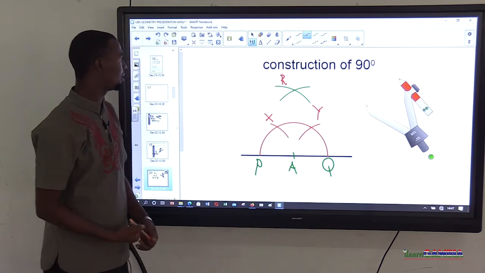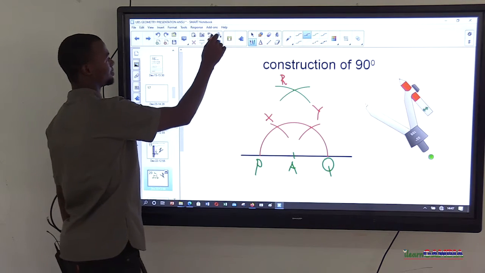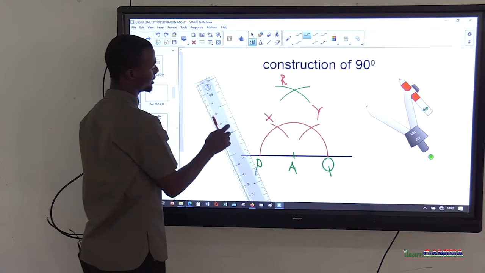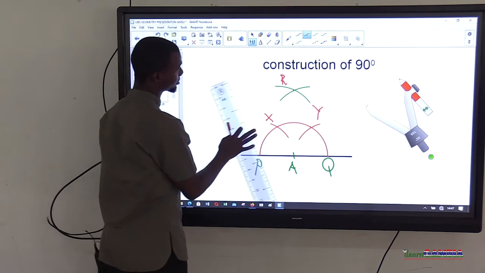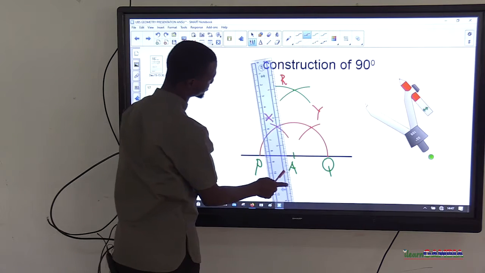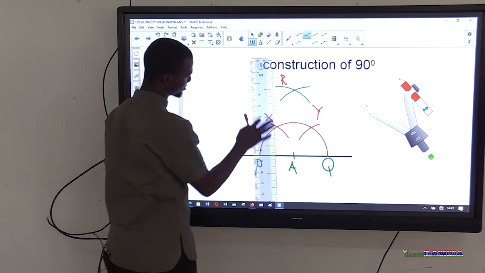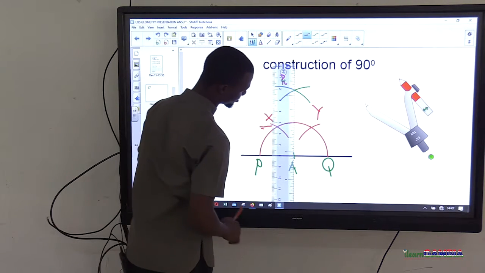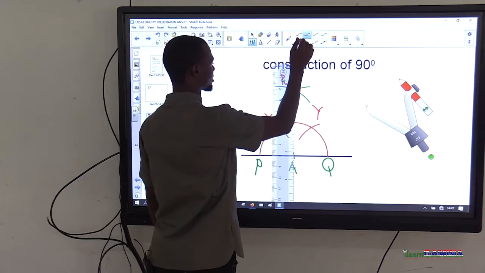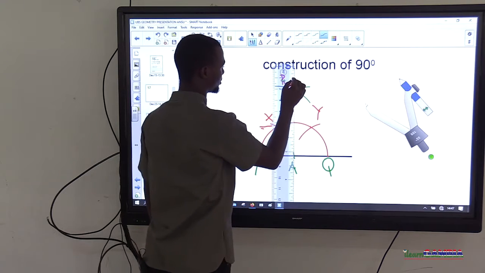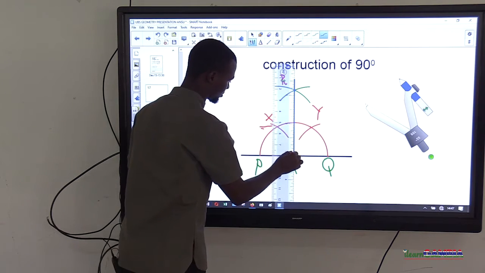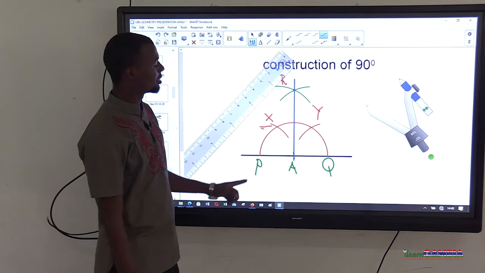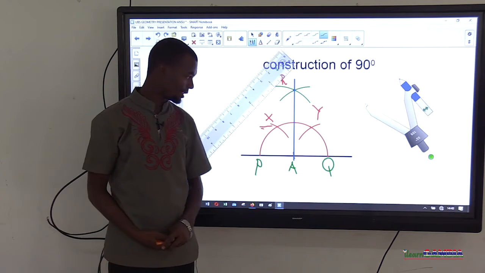Now we join AR with a ruler to get the 90 degrees. 90 degrees is what we are looking for. So you can see this angle is now 90 degrees.